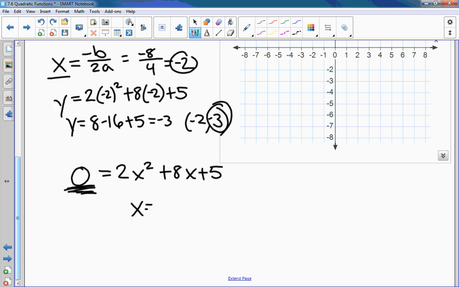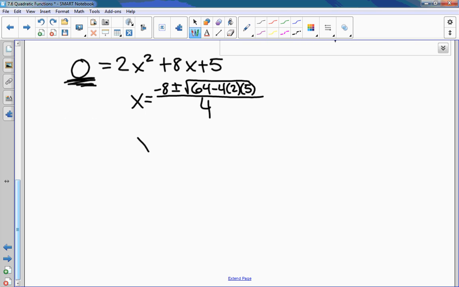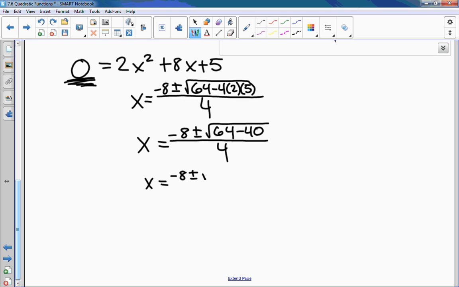X equals the opposite of b plus or minus the square root of b squared minus 4ac, all over 2a. Sorry, cheated. It's okay, you'll get over it. So we get negative 8 plus or minus the square root of 64, minus 4 times 2 times 5, which is 40, all over 4. So x equals negative 8 plus or minus the square root of 24 over 4.